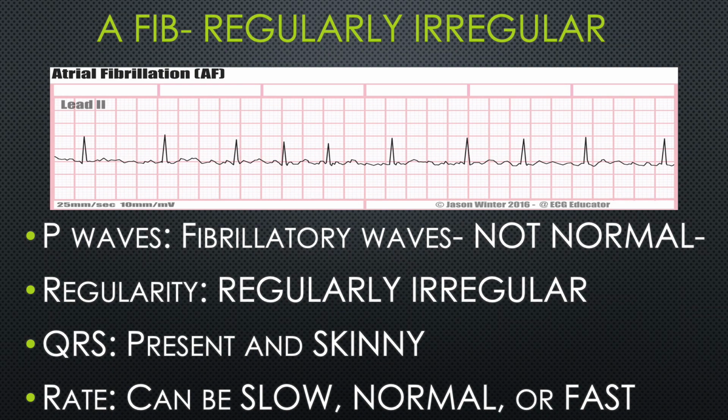No, the bottom of our heart is fine. It's that darn top of the heart that's fibrillating. So there's no problem with your QRS. It's present, it's skinny. A rate in atrial fibrillation can be slow, it can be normal, or it can be fast. So it can be a slow AFib, it can be AFib with a controlled rate, or it can be AFib with RVR, which is a very fast rate. Most of the time you're going to see it be normal or fast.